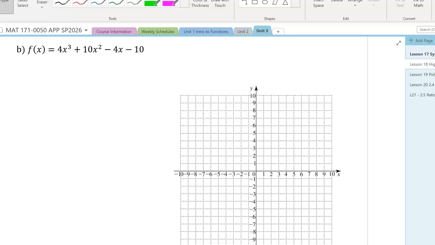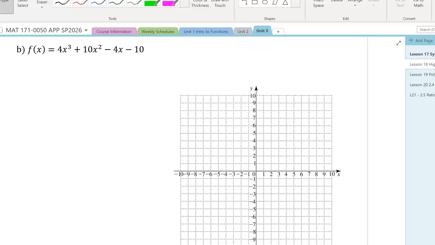In this example, we're going to graph the function f of x is equal to 4x to the third plus 10x squared minus 4x minus 10. Now this one is not factored, so it is easy to identify the degree and the leading coefficient. That will help us determine the end behavior.